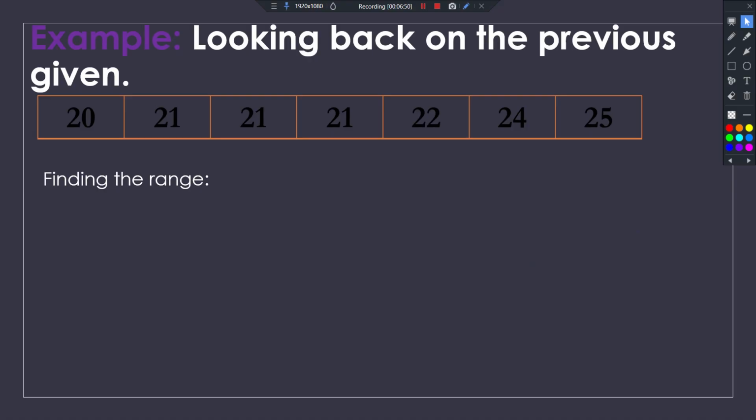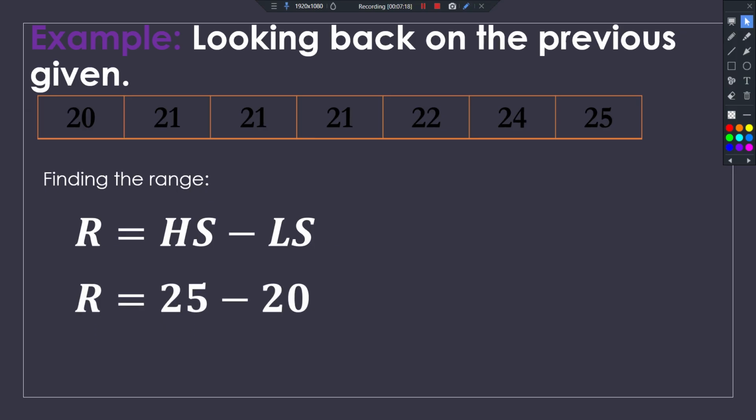So an example. These are the numbers 20, 21, 21, 21, 22, 24, and 25. If you look for the range, as you can see, this is already in ascending order, meaning it's increasing numbers. The highest here is obviously 25, and the lowest score is 20. With the formula R equals HS minus LS, we have R equals 25 minus 20, and we got 5 as our score.